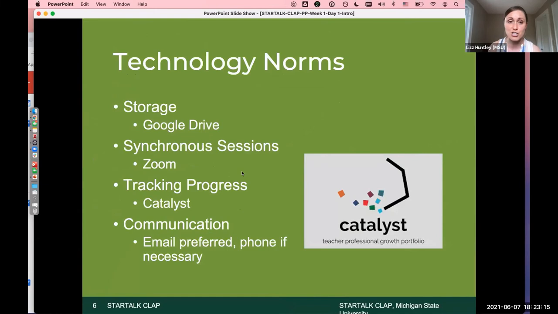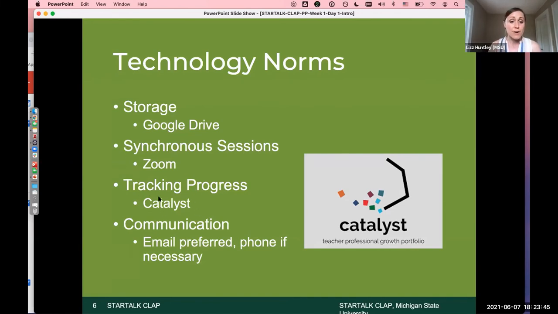For technology norms, we'll be using Google Drive for storing the readings and for storing the information that you upload. So some of the assessments and the portfolio that you'll be working on. Obviously, we'll be using Zoom for our synchronous sessions, and you all came today successfully. So please let us know, though, if you have any issues with access.